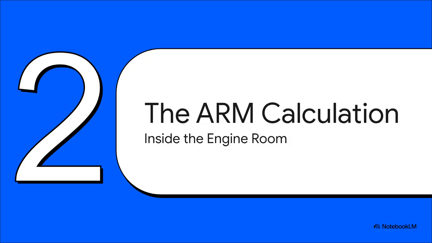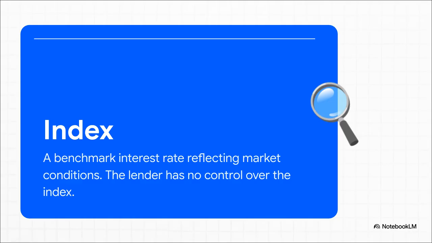It's not just a random guess. It's all based on a really simple formula. Let's pop the hood and look inside the engine room. The first piece of the puzzle is the index. The best way to think about this is like the market weather. It's a public benchmark rate that reflects what's happening in the economy.